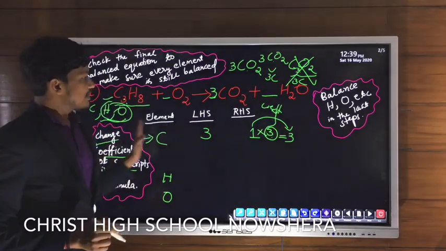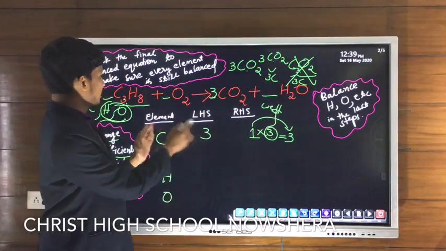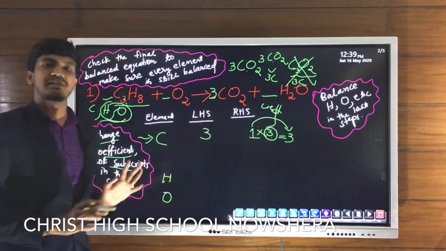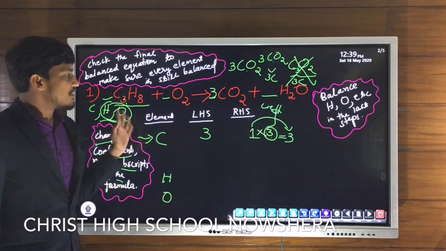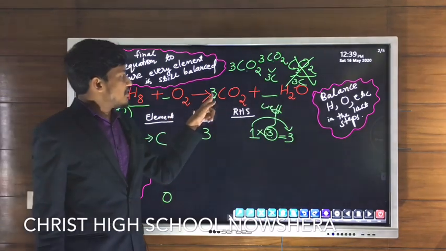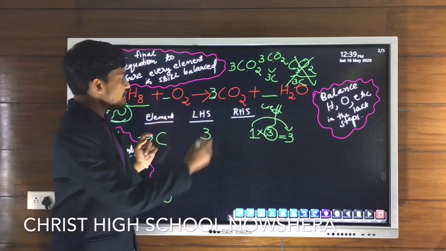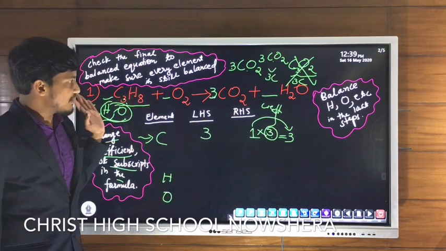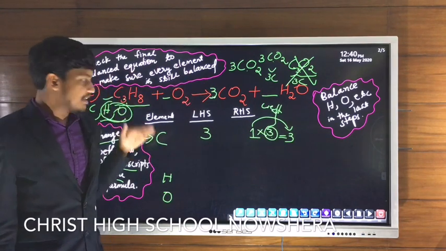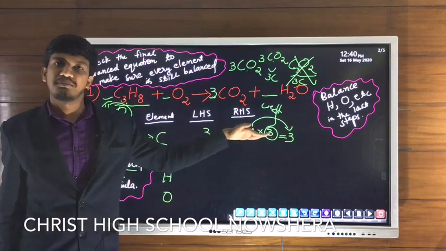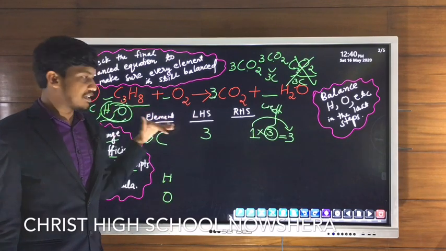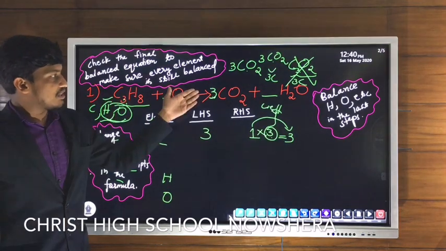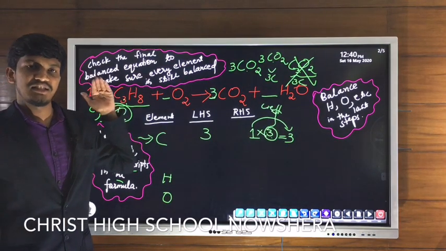Now we can see the number of carbon atoms: left side 3 carbon, C3, and right side also 3 into 1, 3 carbon atoms. So equal number of carbon atoms. And when you change this coefficient into 3, the number of oxygen atoms will change, 3 into 2, 6. But we don't consider other atoms in this step. In this step, we will consider only the number of carbon atoms. So concentrate on only one type of atom at a time. No need to worry about other atoms. We can balance them in the next steps.